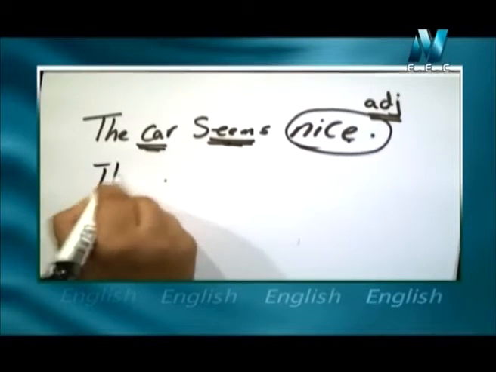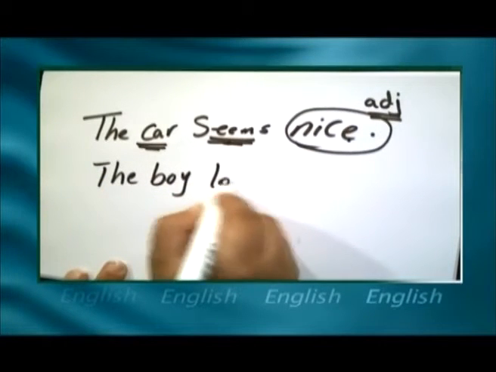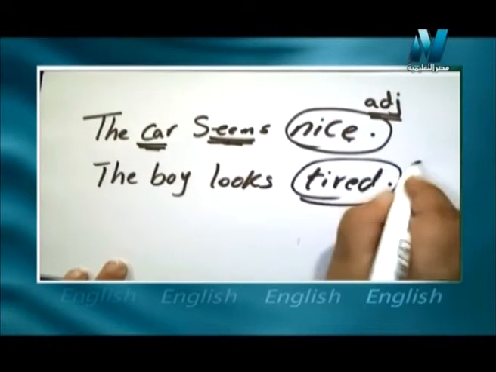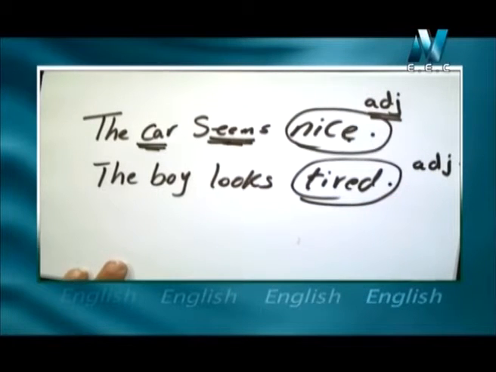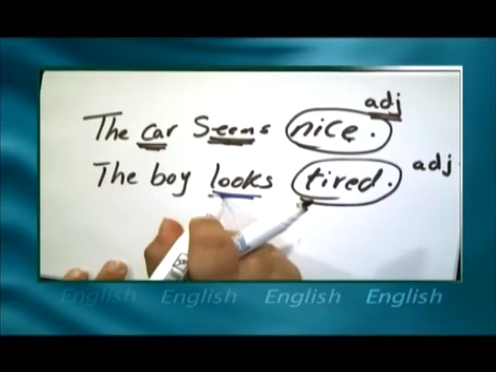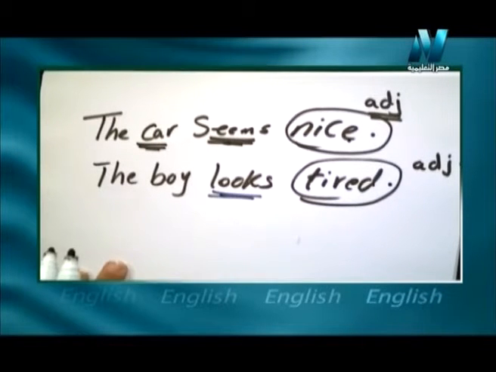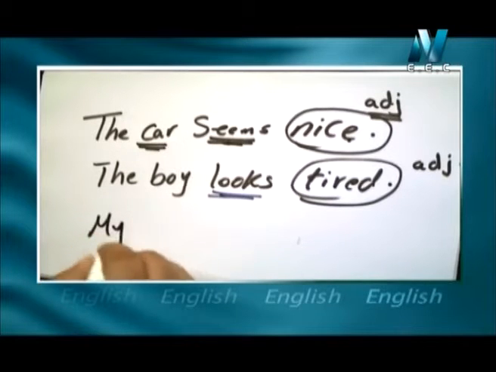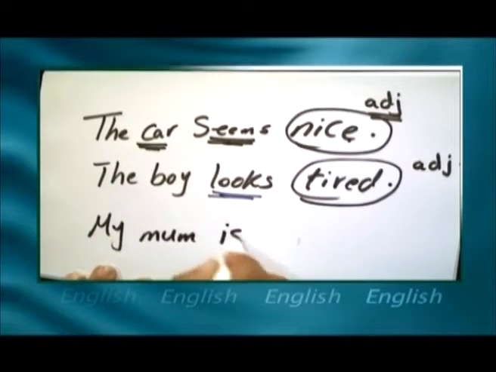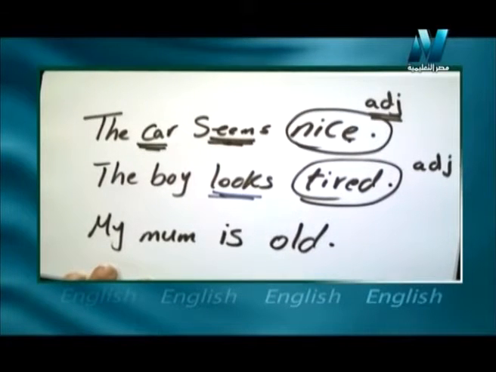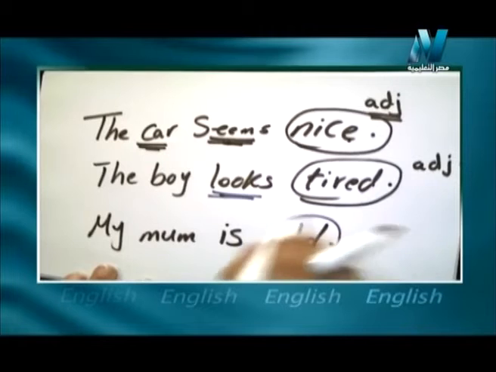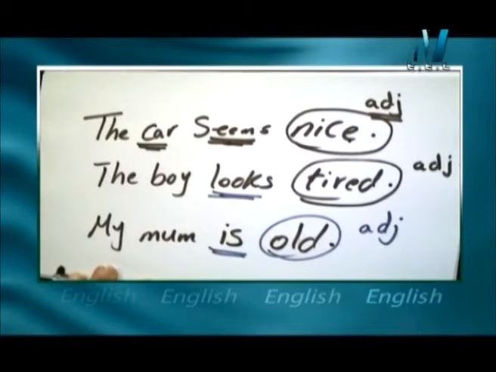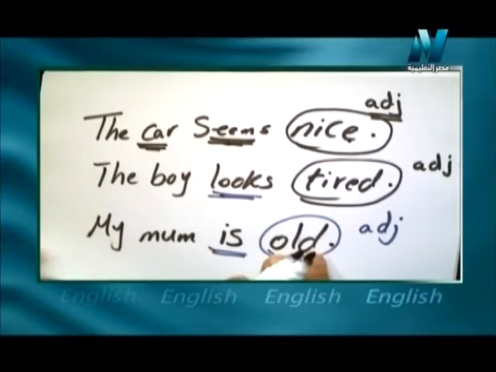The boy looks tired. Here, tired is the adjective. Also, the verb look, from the verbs I can use before the adjectives. Or I can use it after verb to be when I say my mom is old. So, old here is an adjective and we use this adjective after verb to be. Okay, this is the first case.